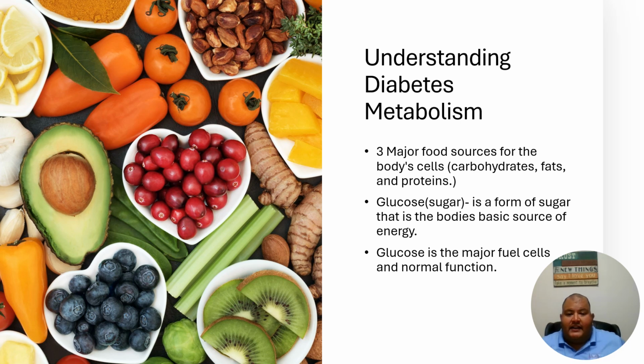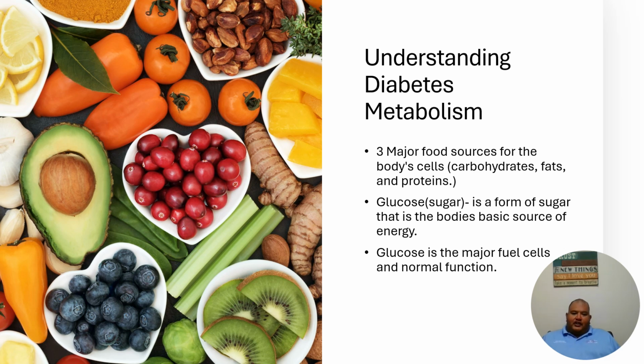So, to have a better understanding of diabetic emergencies, you need to have a basic understanding of metabolism. Metabolism is how sugar acts in the body and how it's regulated through hormones like insulin and glycogen. There's 3 major food sources for the body cells: carbohydrates, fats, and proteins. Carbs is the major source of energy for the cell, which is made of sucrose, lactose, and starches, which are known as complex sugars. These are then broken down into simple sugars, known as glucose.